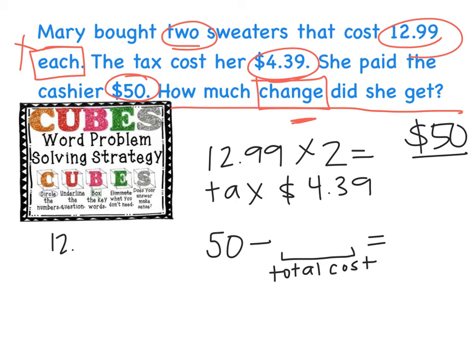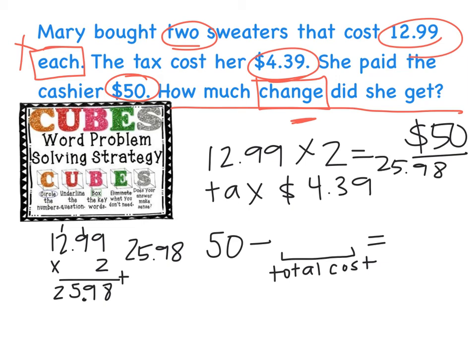So let's get started. 12.99 times 2. 9 times 2 is 18. Plus 1 is 19 there. 2 times 2 is 4 plus 1 and 2. I need 2 numbers after my decimal point. So she spent $25.98 on sweaters. And now I need to add my tax to that.